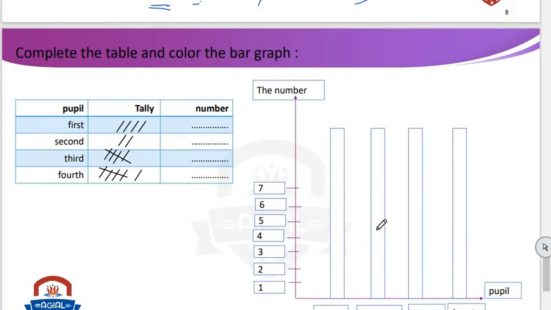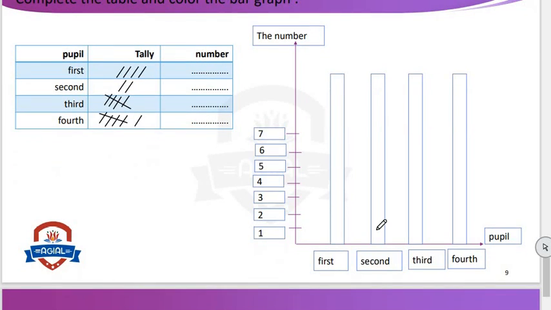In here, complete the table and color the bar graph. We will complete this table and color the bar graph. First, how many tally marks? Count 1, 2, 3, 4. So we will write the number 4 here. Second, 1, 2. So we will write 2. Third, super, 5 without counting. And fourth, 6.